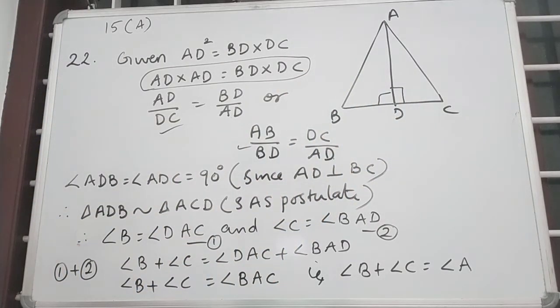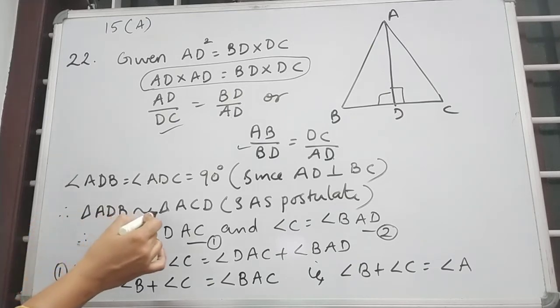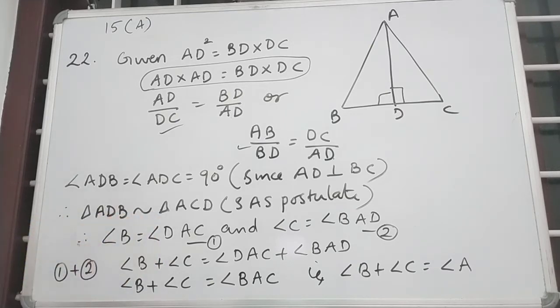Angle D is 90 degrees since it is given AD is perpendicular to BC. And we have AD square is equal to BD into DC. So we can directly say, using two sides and one angle, SAS postulate, these two triangles are similar. Since these two are similar, angle B is equal to angle DAC, and angle C will be equal to angle BAD.